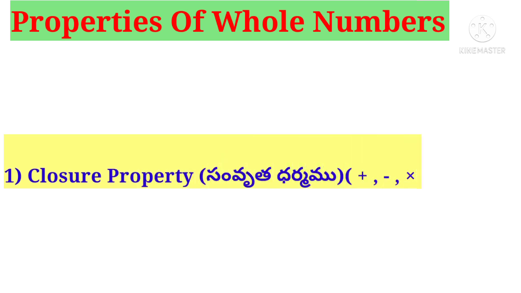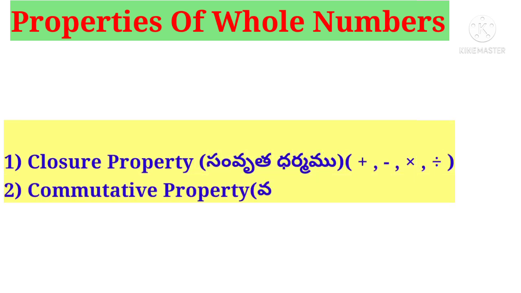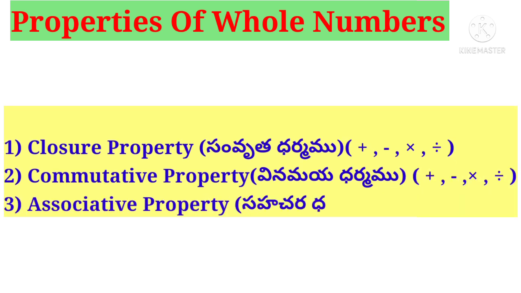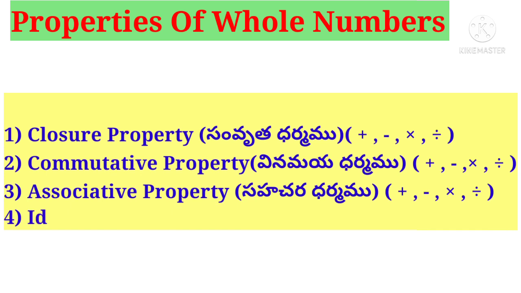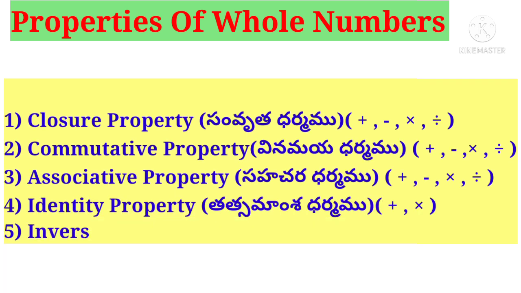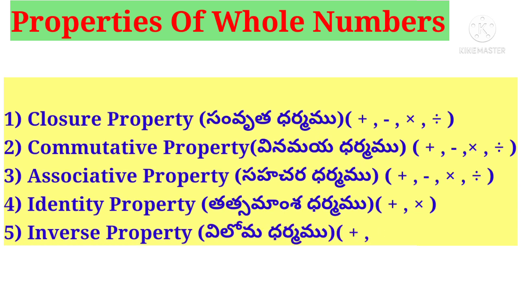In 6th class we studied the properties of whole numbers. Now let us recall the names of those properties. Number 1, closure property, Samvrata Dharmamu, in addition, subtraction, multiplication and division operations. Number 2, commutative property, Vinimaya Dharmamu, Leka Sthityantara Dharmamu. Number 3, associative property, Sahachara Dharmamu.